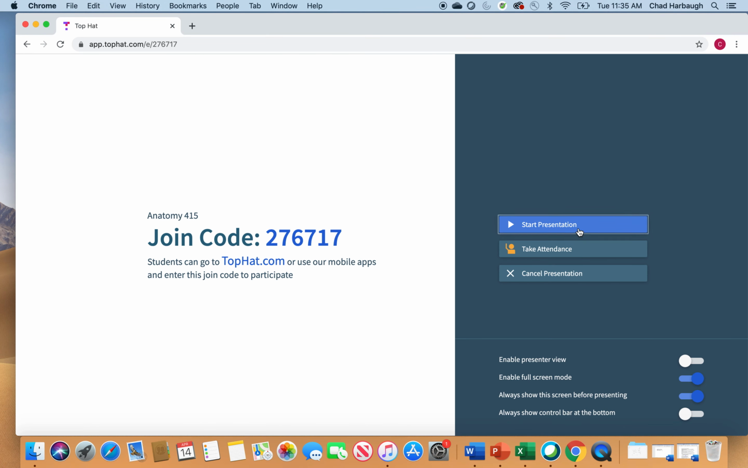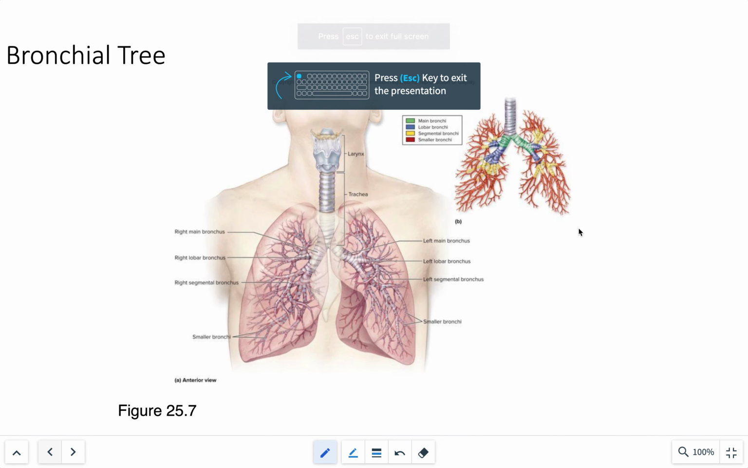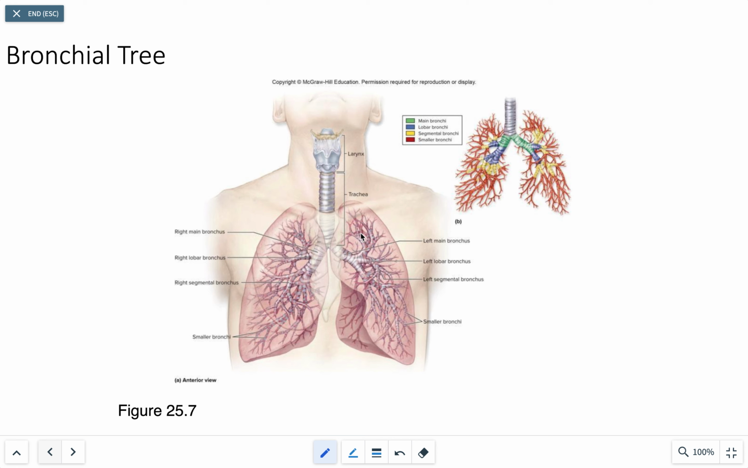Today's lecture will be on the lower respiratory system. When we're looking at the lower respiratory system, we're going to be talking mainly about the bronchial tree. When we're referring to the bronchial tree, we can see how the trachea comes down and it's going to bifurcate, or split. This split is going to be the beginnings of what we consider to be the bronchial tree.